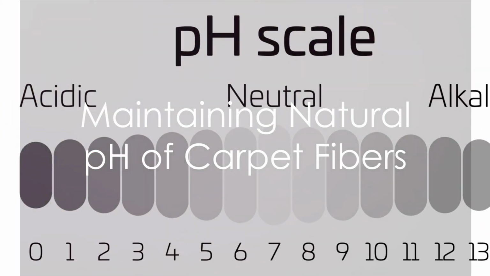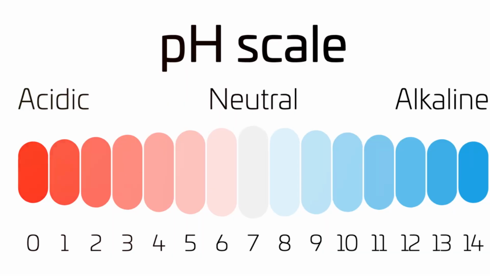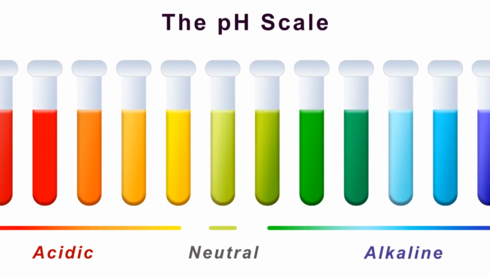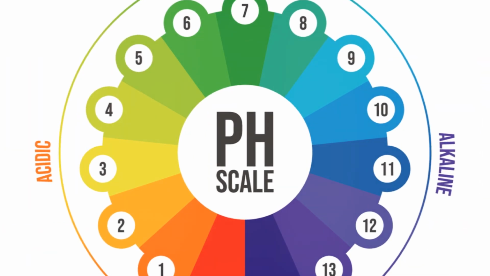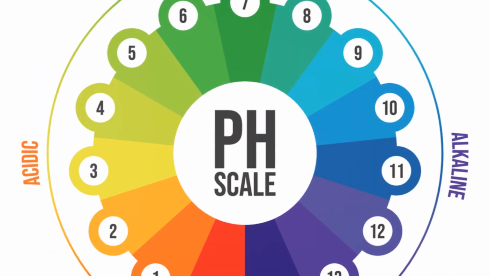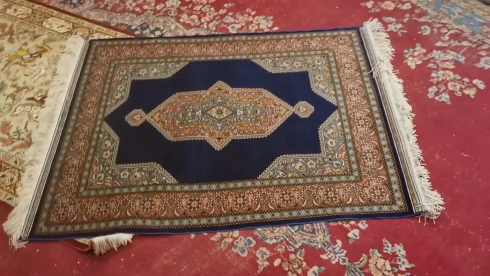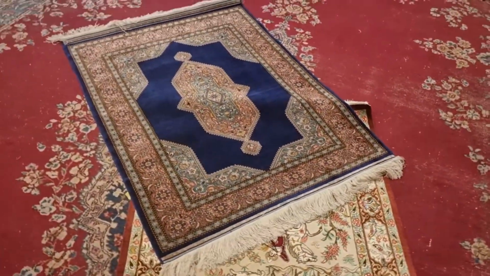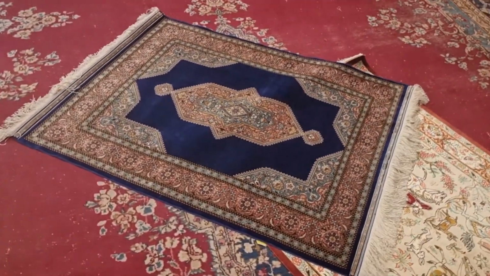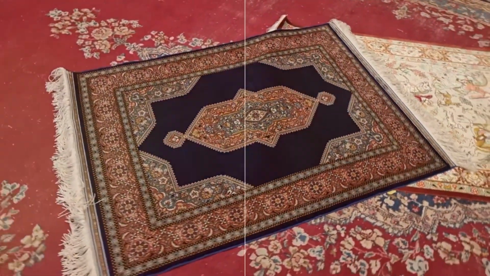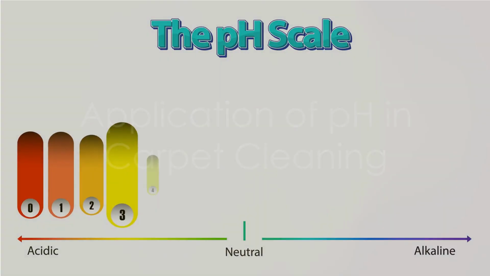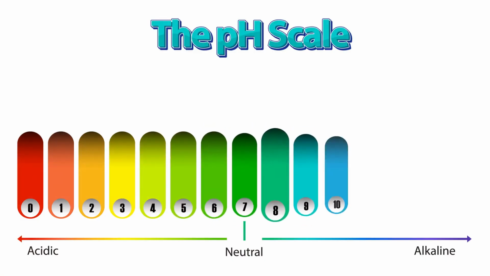The natural pH of most carpet fibers is near neutral, 7. For wool, the natural pH will be between 5.5 and 7. For the life of the fiber and to keep from attracting soils, we should leave the fibers as close as possible to their natural pH when the cleaning is finished. Now that we all know what pH is, here is how it can be applied to carpet cleaning.